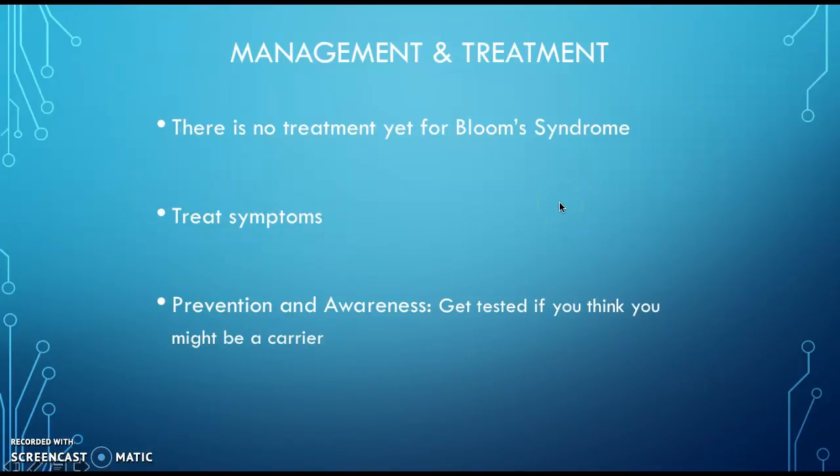Management and treatment. As of right now, there is no treatment for Bloom syndrome, so most of the time you're just going to treat the symptoms. For example, someone with Bloom syndrome might develop diabetes, and you're going to just receive that standard treatment of diabetes. The biggest thing right now is going to be just getting tested if you think you might be a carrier and being aware that you might be that carrier.